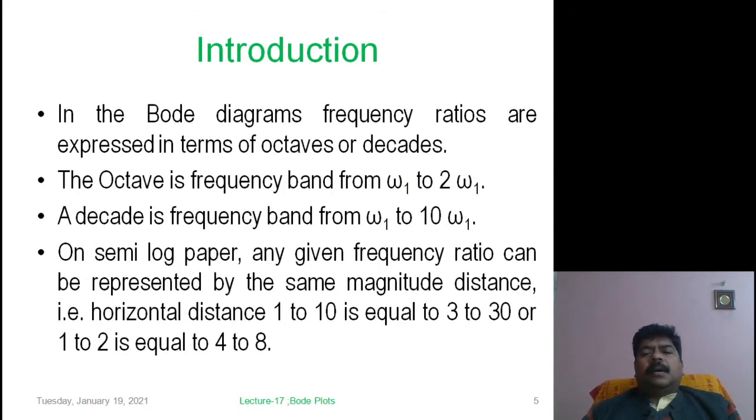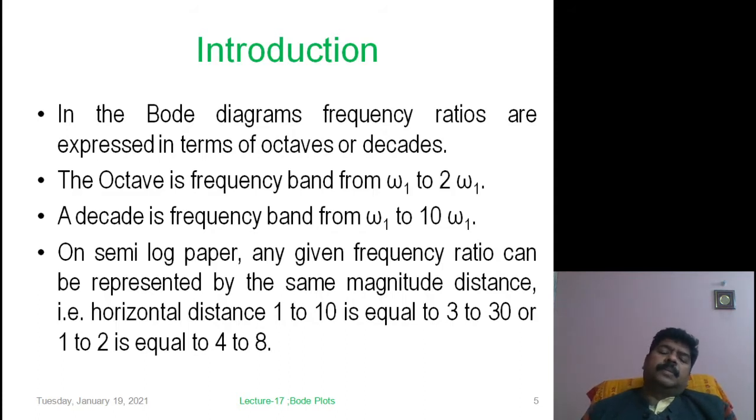Normally the frequency in Bode plots is represented in octaves or decades. In an octave, the frequency band goes from ω1 to twice ω1, so the frequency doubles. In a decade, the frequency goes up 10 times: from ω1 to the next frequency, which is 10 times ω1. The frequency is taken on the log axis in the semi-log paper, while the magnitude is taken on the linear axis, and the phase angle is also on the linear axis.